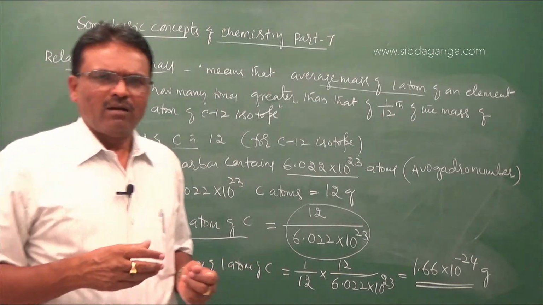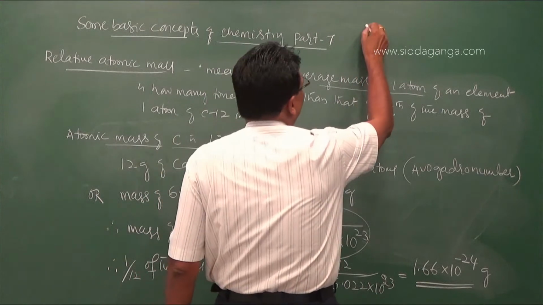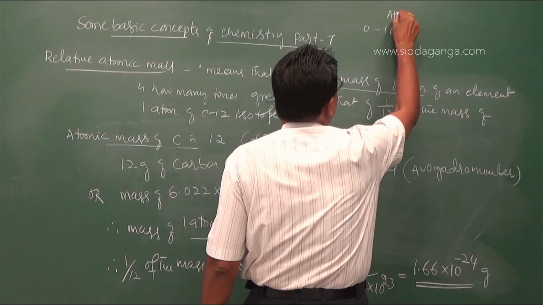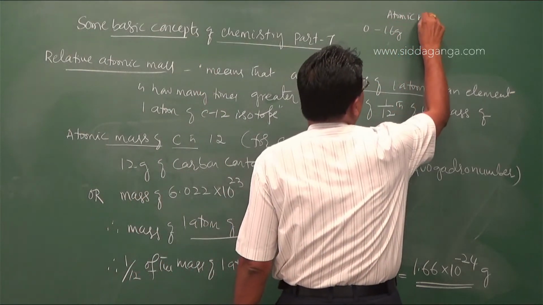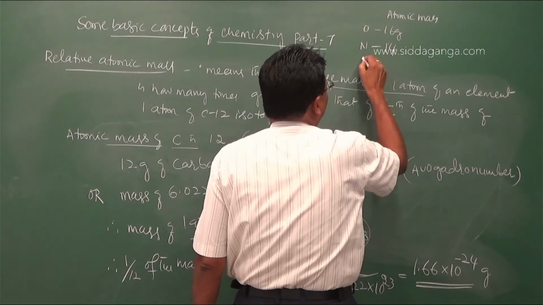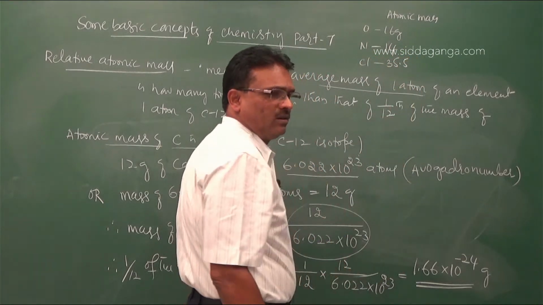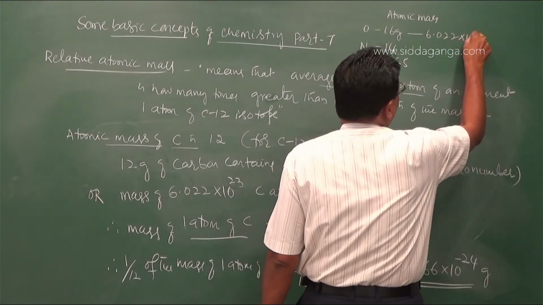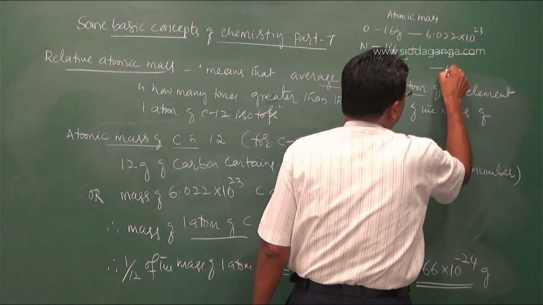Then atomic mass of nitrogen is, so look here, for oxygen 16 gram atomic mass. Atomic mass for oxygen 16, for nitrogen 14. Then for chlorine 35.5. So it contains 6.022 into 10 to the power of 23 atoms. It also contains the same.